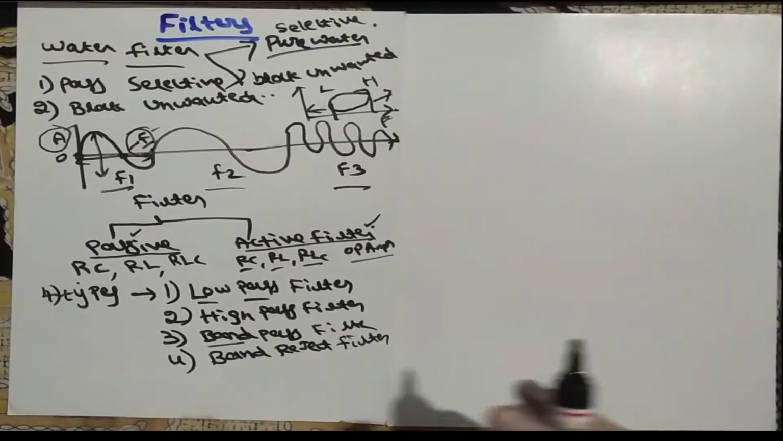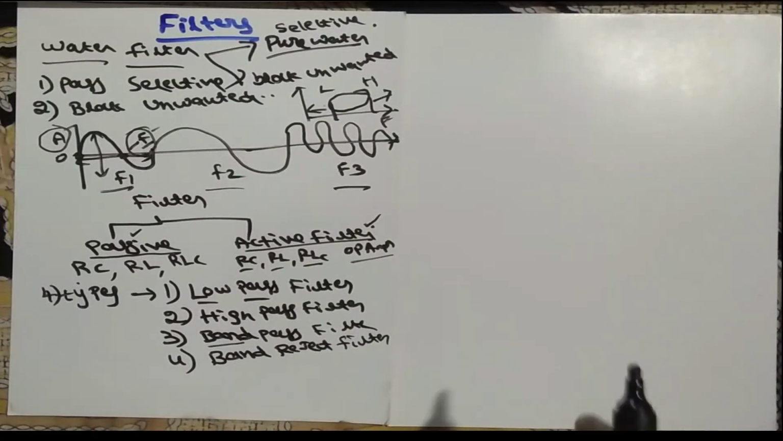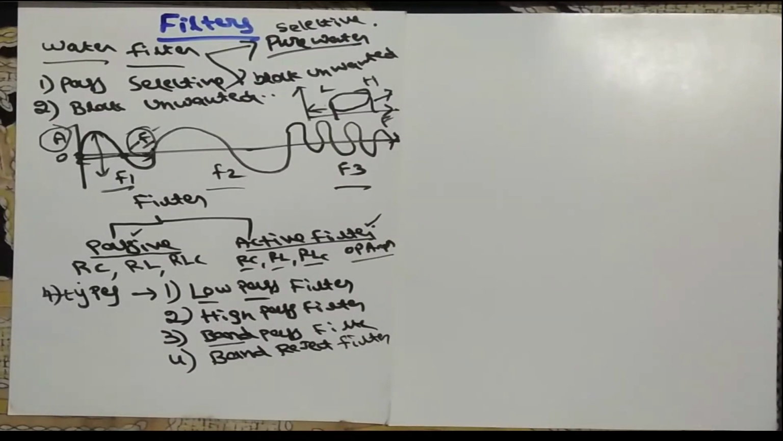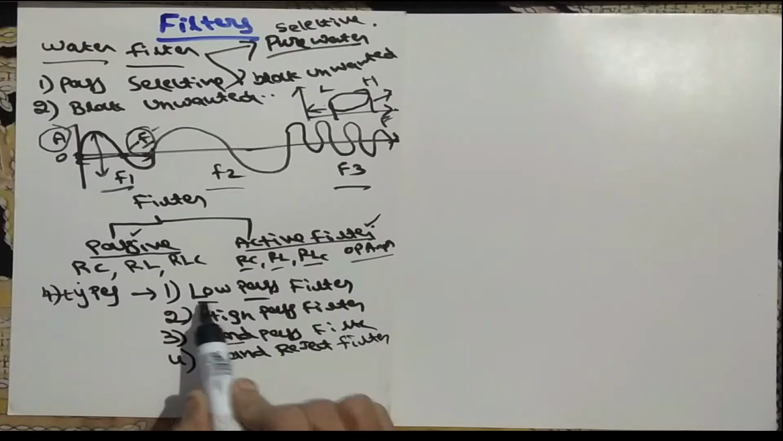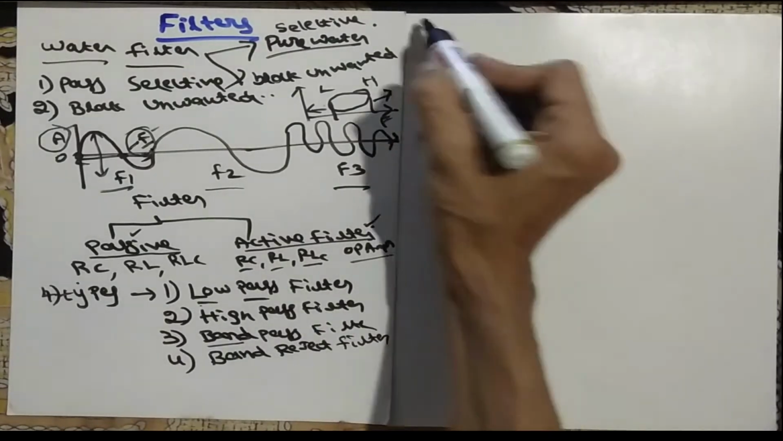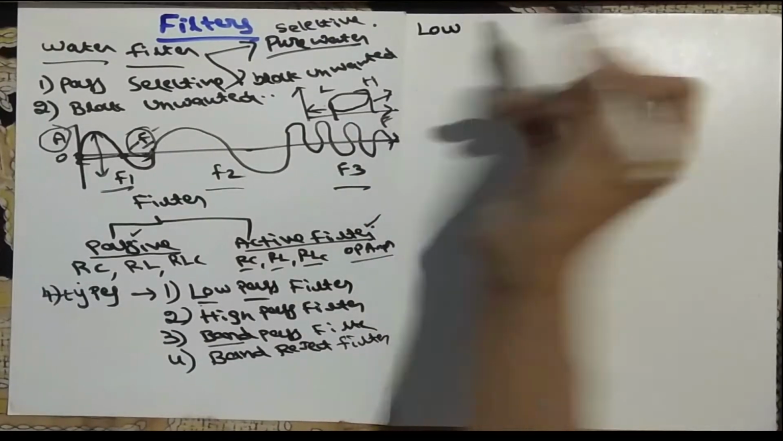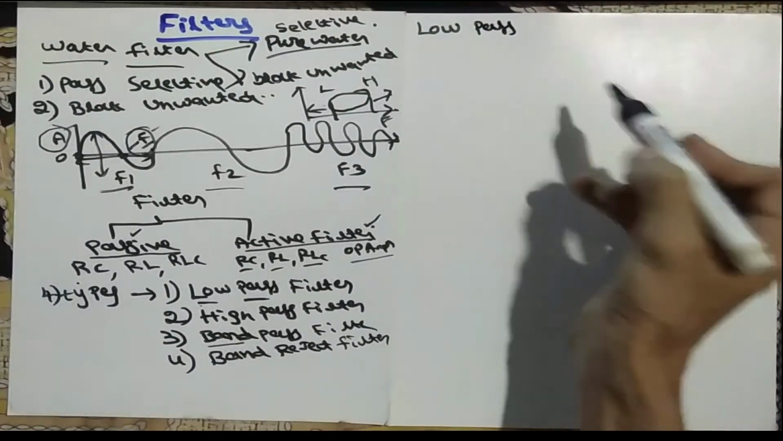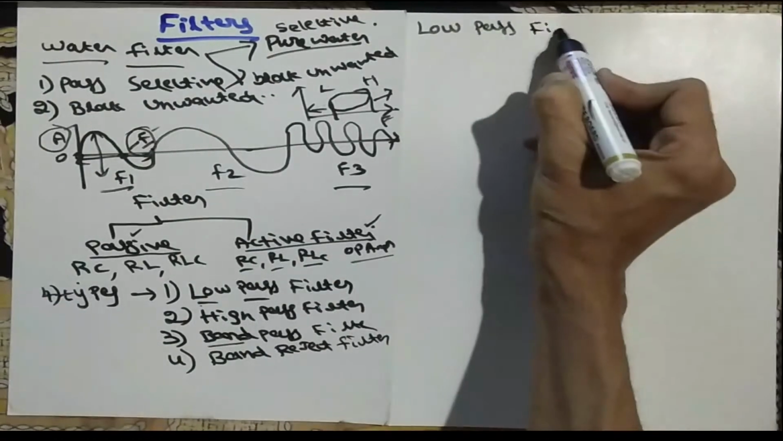A low pass filter is a filter that passes frequencies from 0 Hz to some particular frequency and significantly attenuates or rejects or blocks all other frequencies. So one question usually arises, what does low frequency mean? Here we are talking about low frequency or high frequency. How do you know that this is the low frequency? How do you know that this is the high frequency?